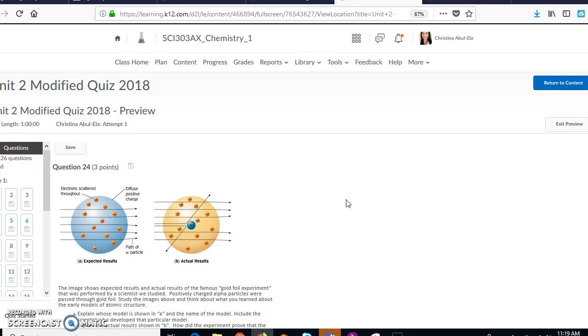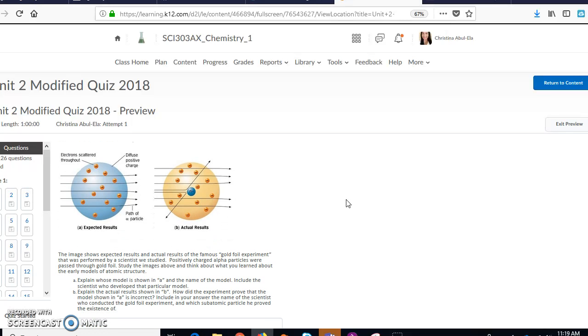Question 24. This is an open-ended question. There are two pictures there, and below it says the image shows expected results and actual results of the famous gold foil experiment that was performed by a scientist we studied. Positively charged alpha particles were passed through the gold foil. Study the images above and think about what you learned about the early models of atomic structure.